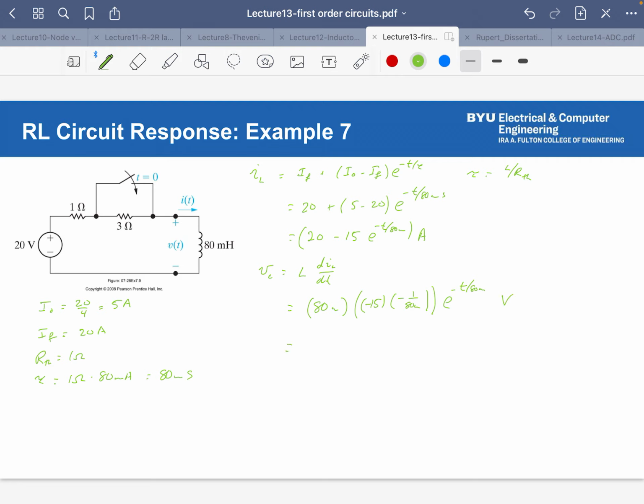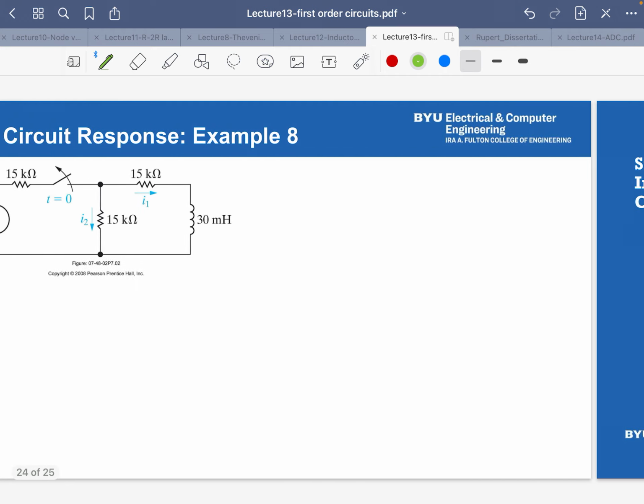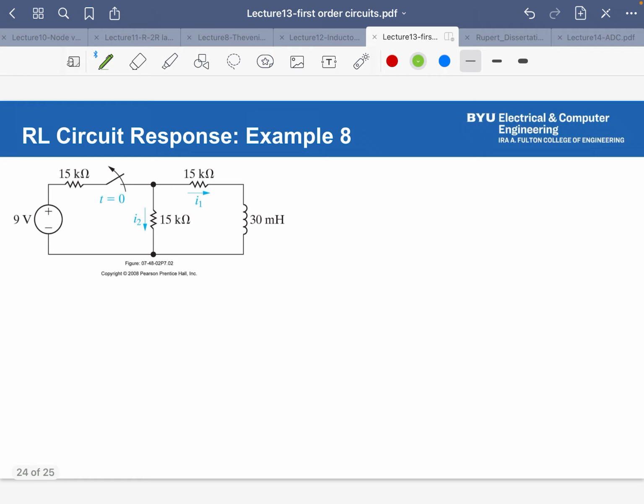Yeah, we have the 80 millihenry divided by the 80 milliseconds. And so this is going to be 15 e to the minus t over 80 milliseconds times volts. So there's the voltage across the inductor, and the current through the inductor. All right, let's do this last final thing.